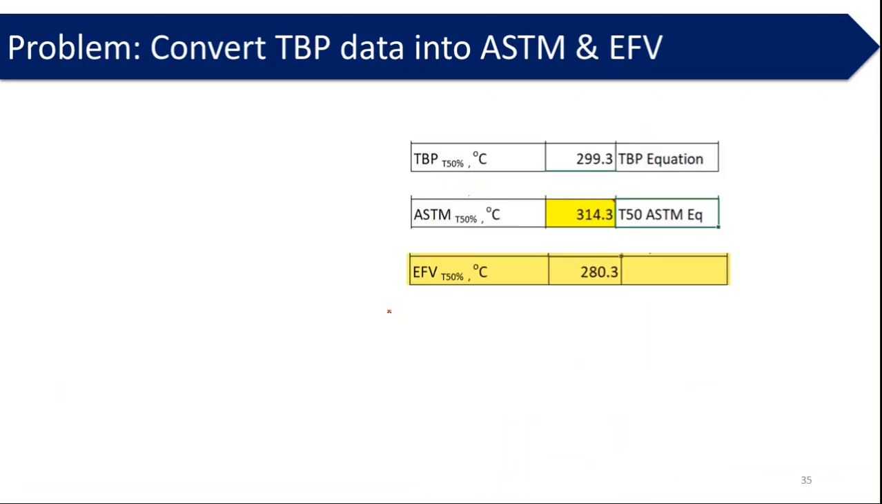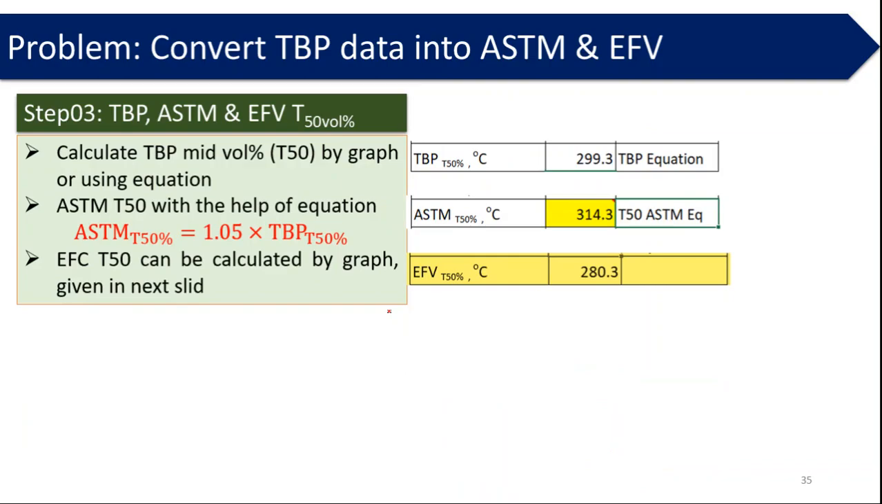Now the next part, that is T50. So TBP, ASTM and EFV T50. The first thing we have to calculate is the TBP mid volume percent, that is T50. We have two names, either you can say T50 or T mid volume percent, by using the equations or graph. I can use the equations. This value, 299.3 degrees Celsius, is the TBP T50 value with the help of equations.